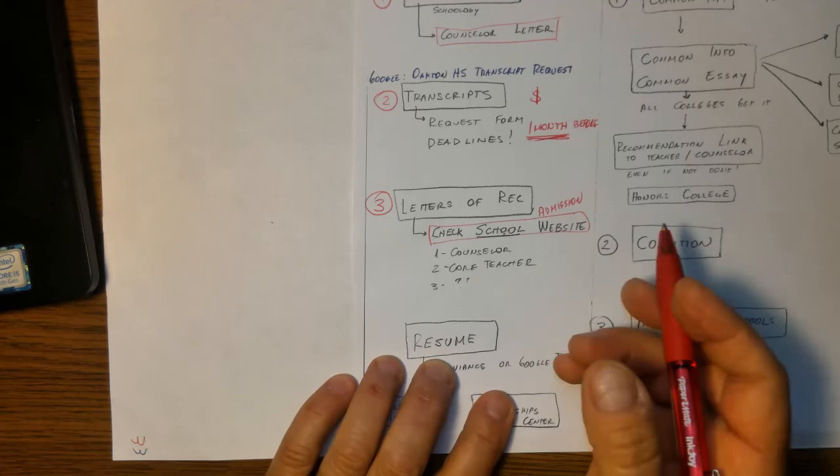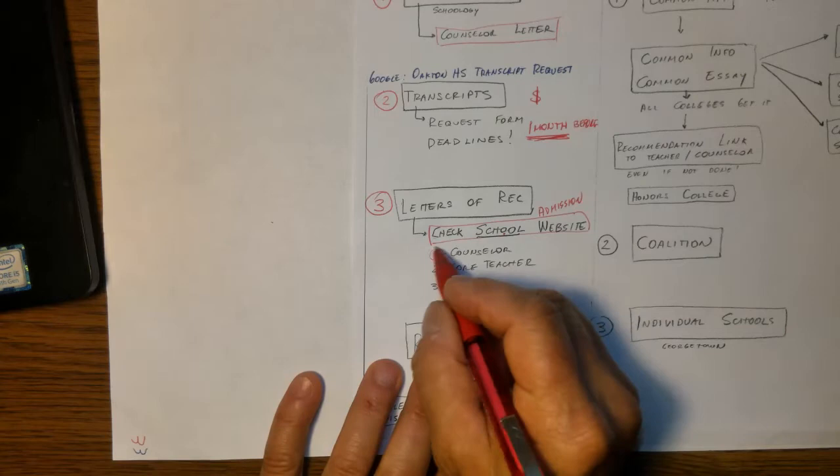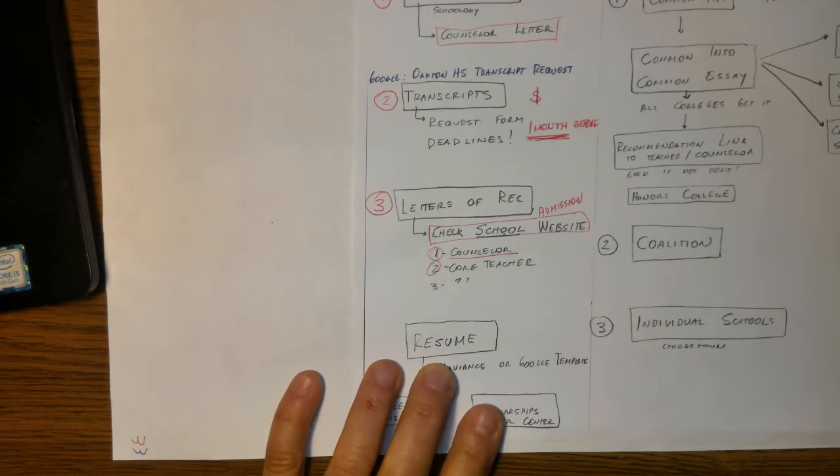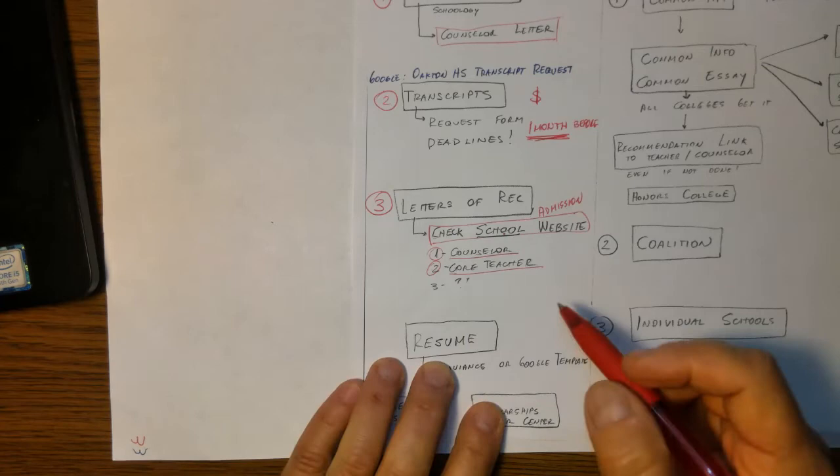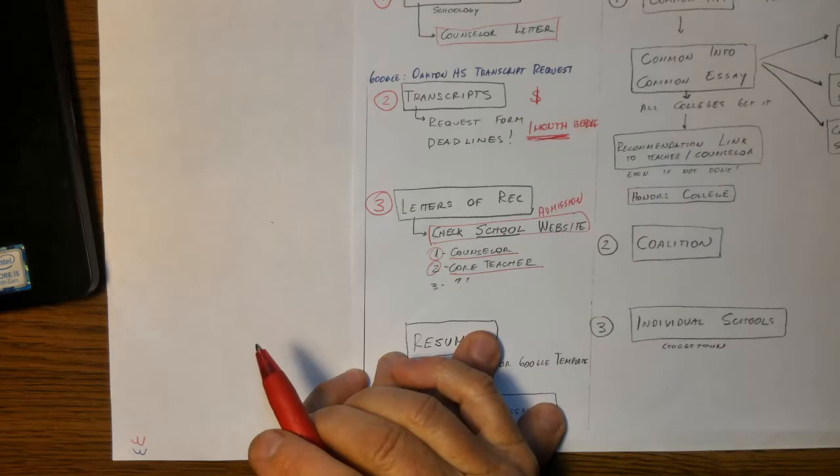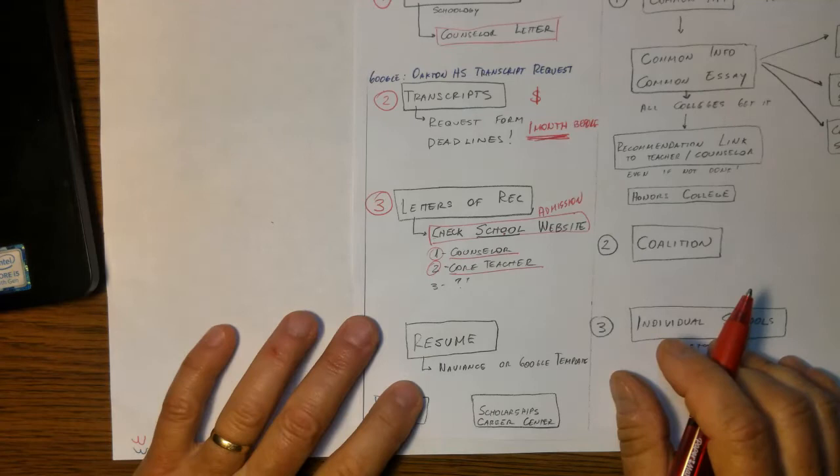Usually, not always, but usually, if you need one, that is going to come from the counselor. If you need two, usually again, it might be from a core teacher. So be aware of what you need and ask your teachers or counselor as soon as you can, because many teachers have limits on how many letters they can write effectively.